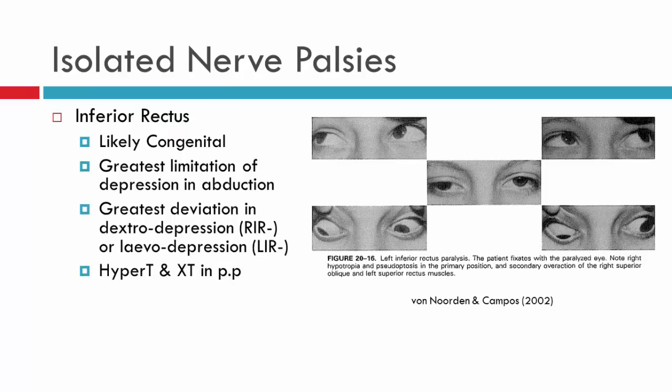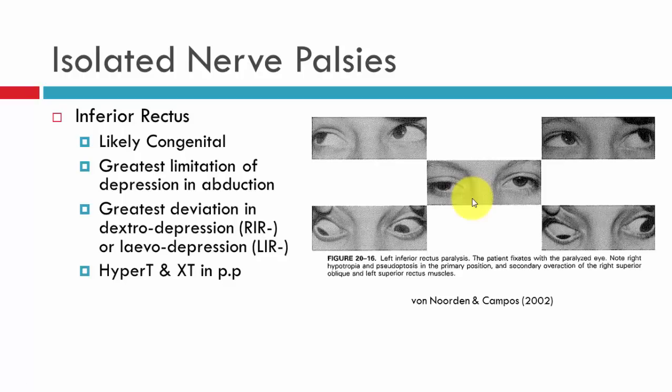The inferior rectus palsy. This is relatively uncommon, and when it presents, it may be congenital. The greatest deviation will be in depression in abduction. If we have a look at the patient to the right, here we have a patient with a left inferior rectus palsy, and we can see that the greatest deviation is here in laevo-depression, consistent with where the left inferior rectus acts. And we can see we have a significant left on right in this position. In primary position, we're expecting a hyperdeviation and an exotropia, or possibly an exotropia.